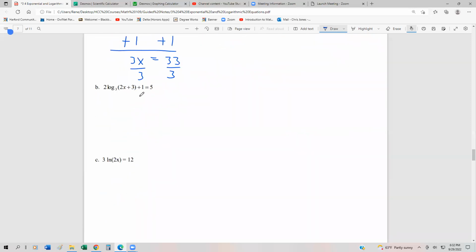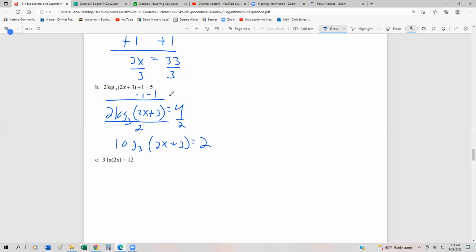Another fairly easy example: 2 log base 3 of 2x plus 3, plus 1, is going to be equal to 5. First thing we want to do, isolate the log term. So we are going to subtract 1 from both sides. So we get 2 log base 3 of 2x plus 3 is going to be equal to 4. Then we're going to divide by 2, because that's the coefficient for the logarithm. And so we get log base 3 of 2x plus 3 is going to be equal to 2.